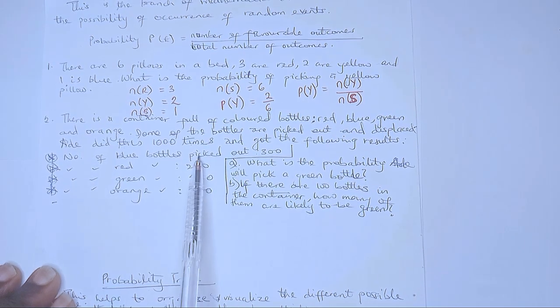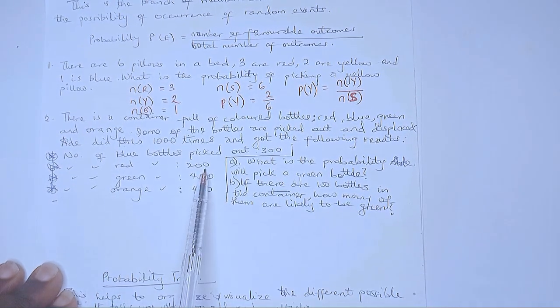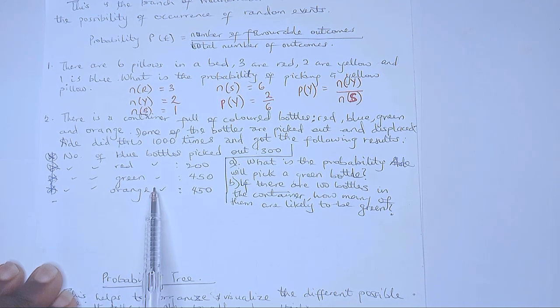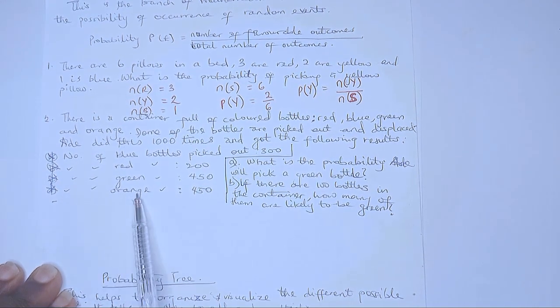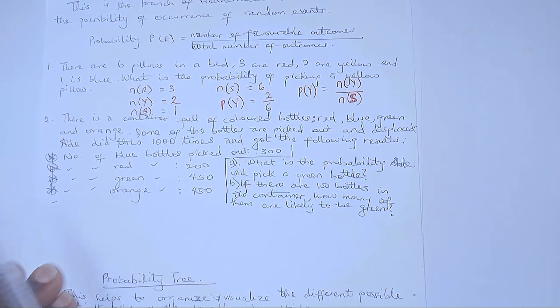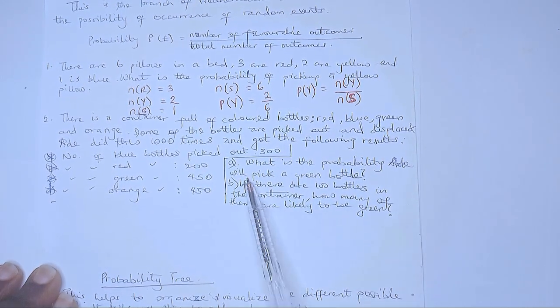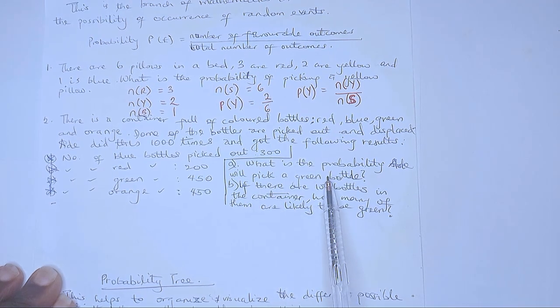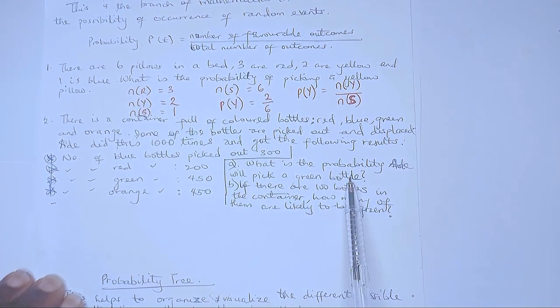The number of the blue balls he picked out were 300, number of the red balls he picked out were 200, and the number of the green bottles were 450, and the number of orange bottles were 450. Now, question number 1. What is the probability Ade will pick a green bottle?